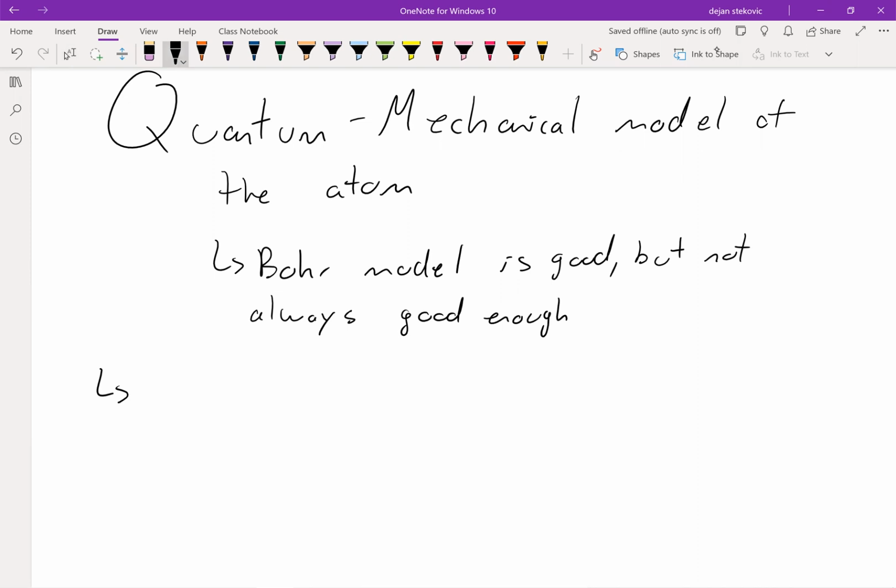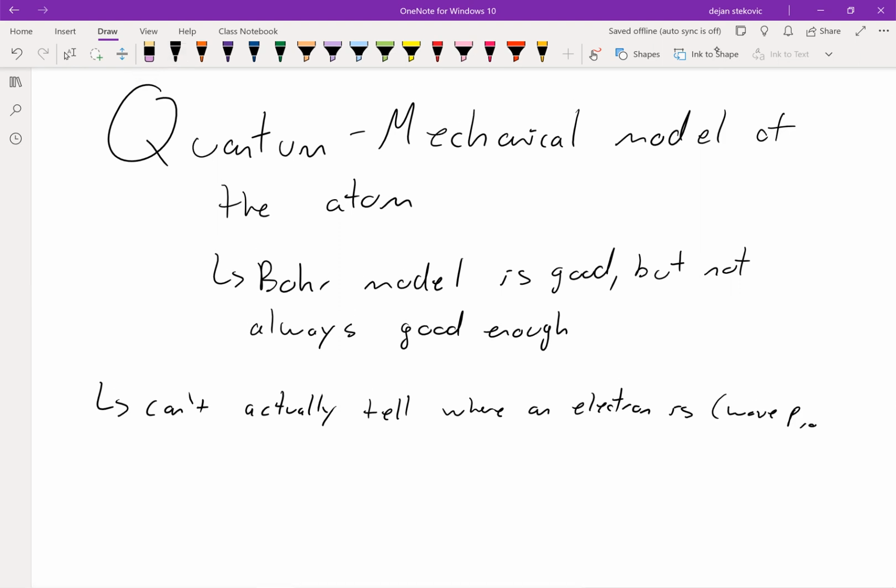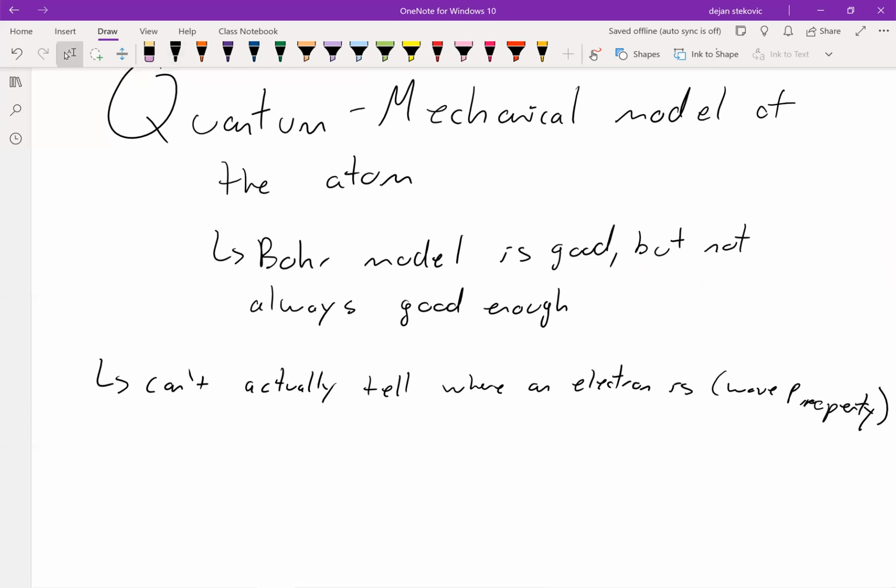And so some of the main things that the Bohr model breaks apart at is we can't actually tell where an electron is. And that's a wave property. So think about when we talked about light as a wave or an ocean wave, it's not really in one place, it's throughout the whole structure. Same thing with an electron. We can't really quite tell where it is.